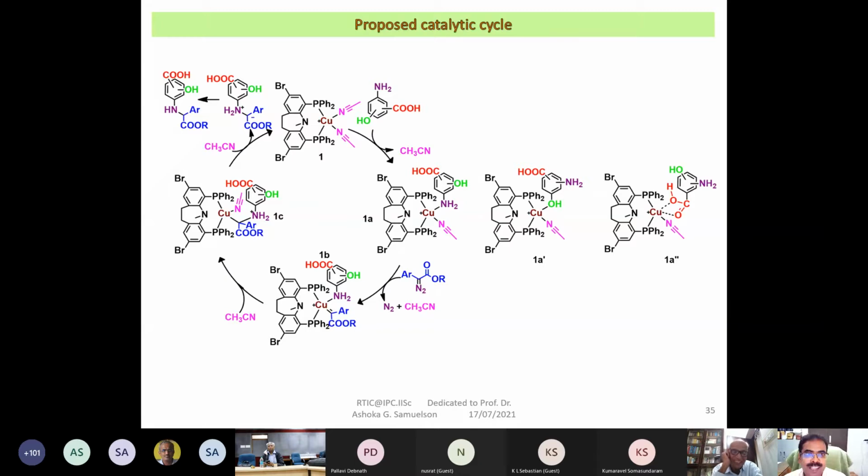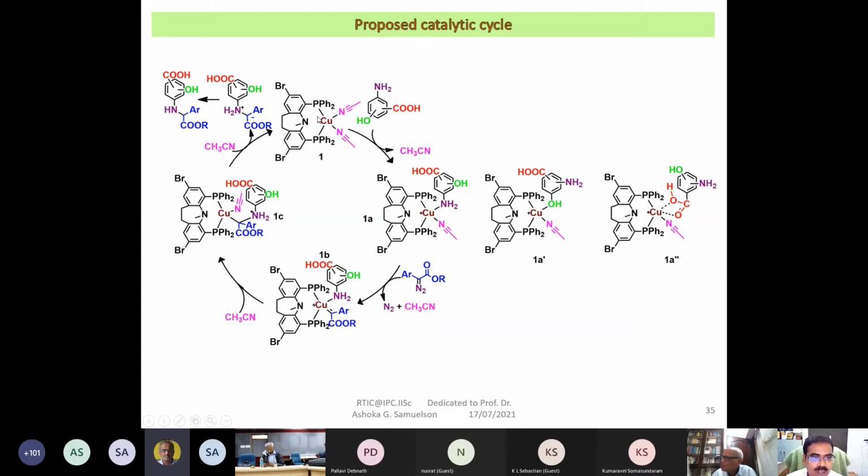Thank you so much. And this is the proposed catalytic cycle. I will stop with this catalytic cycle. Actually, why we could get a chemoselective reaction, particularly the carbene undergoing NH insertion, not COOH or OH insertion? To understand that, we simulated this catalytic cycle also.